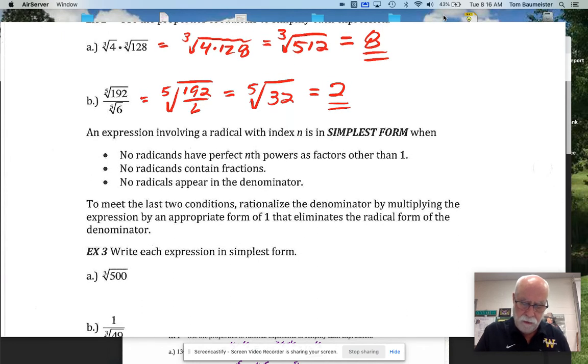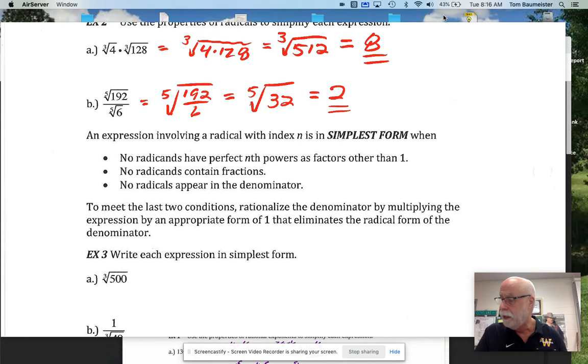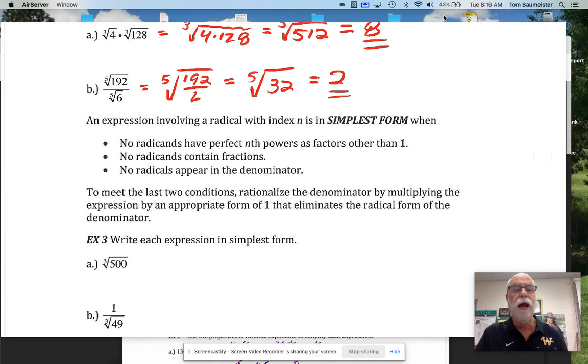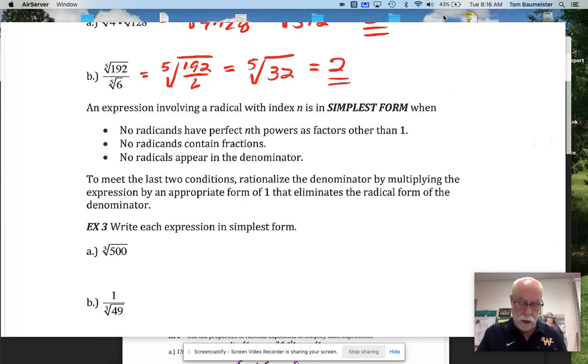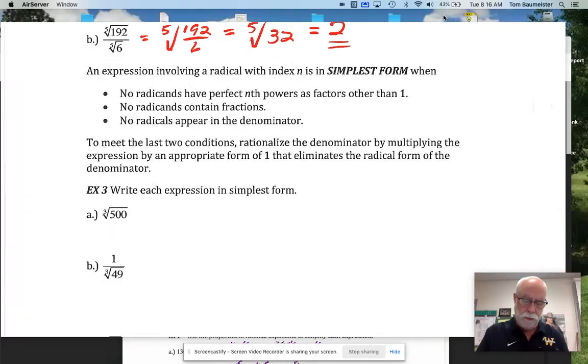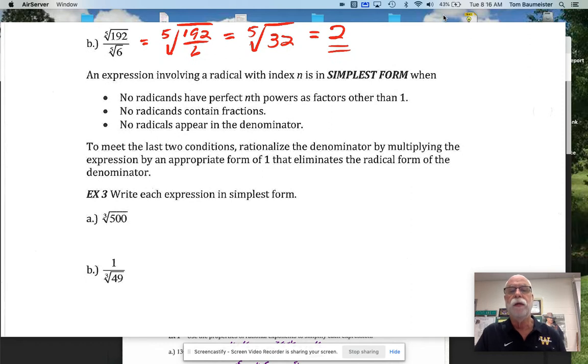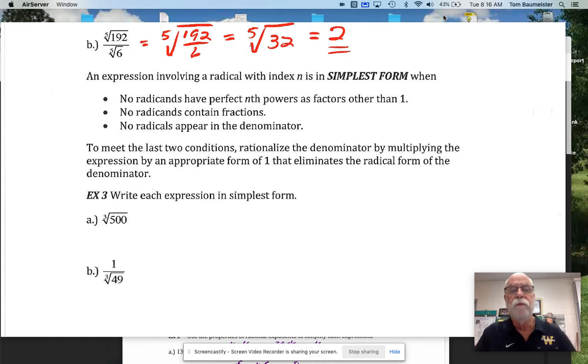So lastly, an expression involving a radical with index n is in simplest form when no radicand has perfect nth powers as factors other than 1, no radicands contain fractions, and no radicals appear in the denominator. To meet the last 2 conditions, rationalize the denominator by multiplying the expression by the appropriate form of 1 that eliminates the radical from the denominator. So here off to the side, let's look at one that we've done before.